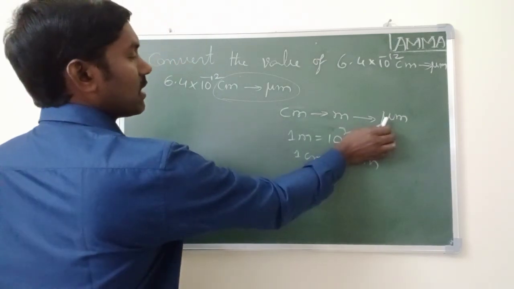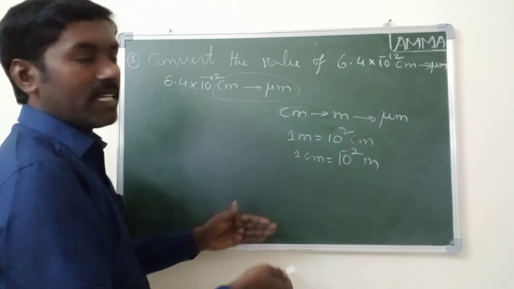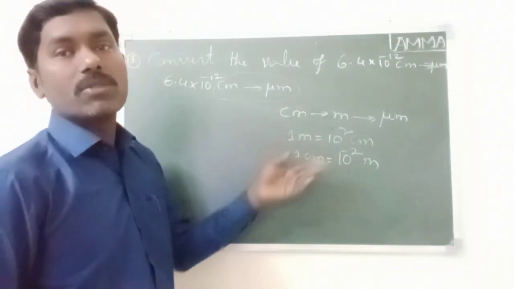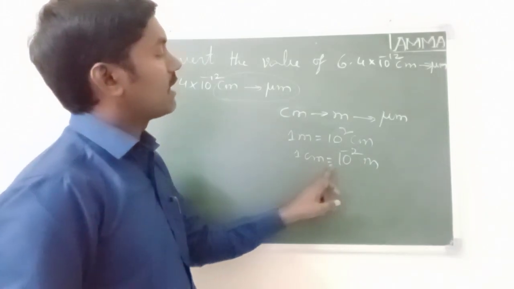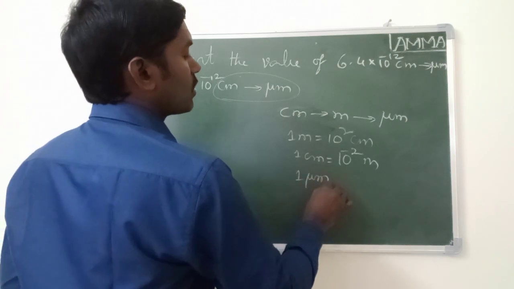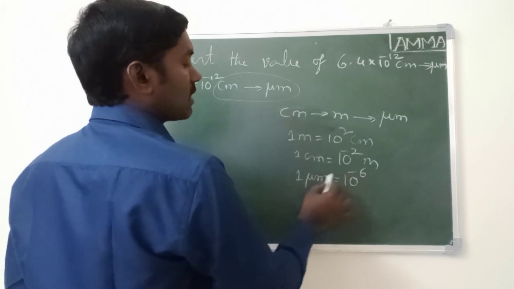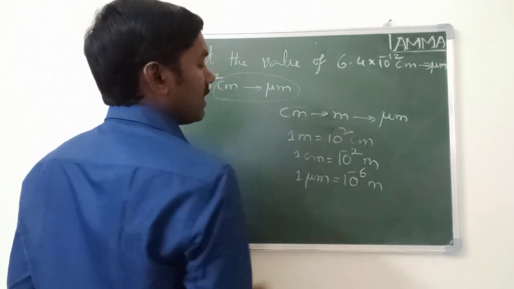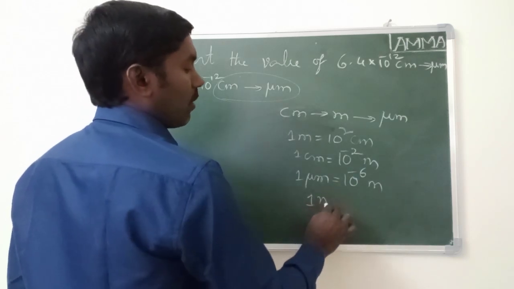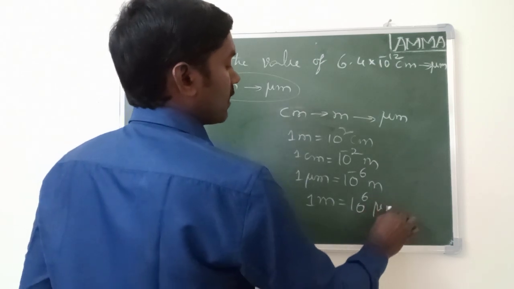Because if we keep the centimeters here and send this 10 square outside, it becomes a fraction. If you send this value from denominator to numerator, it becomes minus 2. So 1 centimeter is equal to 10 power minus 2 meters. As well as 1 micrometer. Micro means how many, students? 10 power minus 6. Here micro means 10 power minus 6. But what is the unit here? Meters. Micrometers. Then 1 micrometer is 10 power minus 6 meters. Then 1 meter is equal to how many micrometers, students? 10 power plus 6 micrometers.